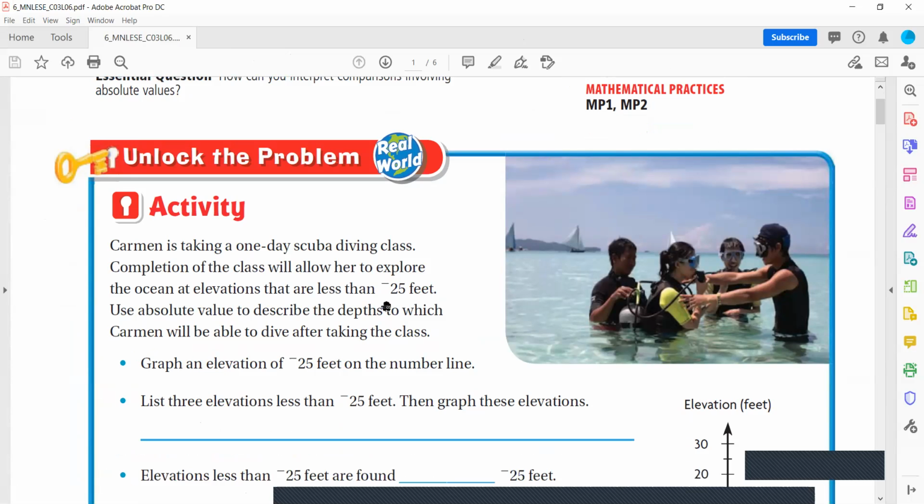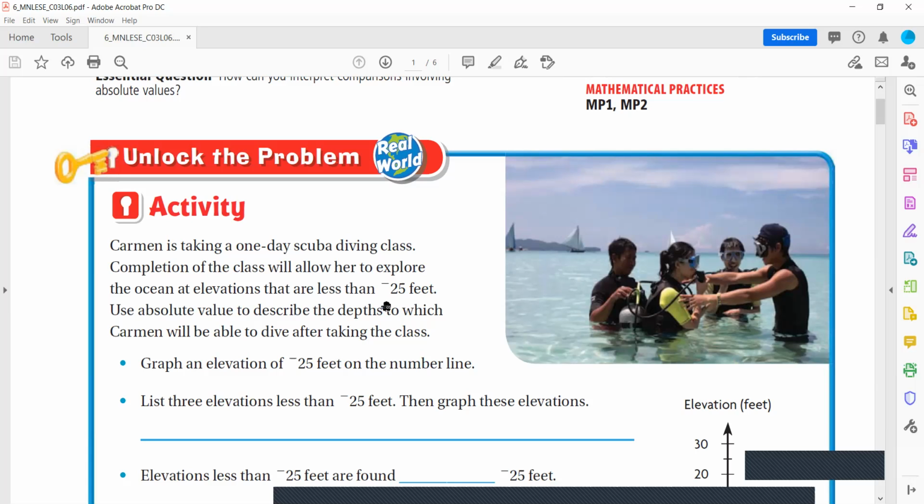Can you read this? Carmen is taking a one-day scuba diving class. Completion of the class will allow her to explore the ocean at elevations that are less than minus 25 feet. Use absolute value to describe the depth to which Carmen will be able to dive after taking the class.